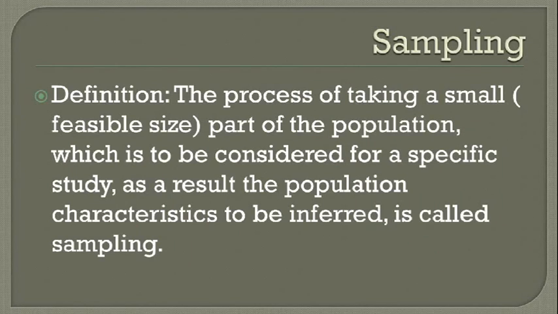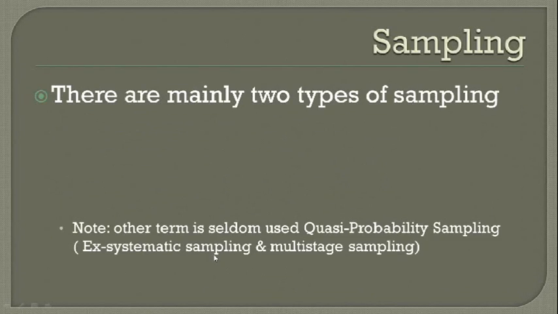Now let us define what sampling is. The process of taking a small, obviously feasible size part of a population, which is to be considered for a specific study, so that the population characteristics can be inferred, is called sampling.